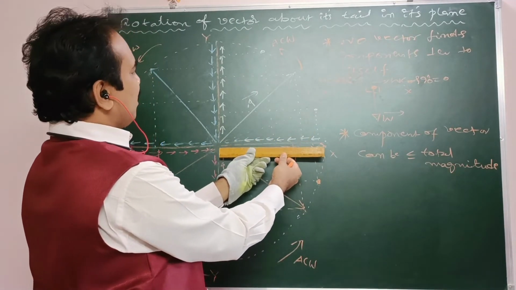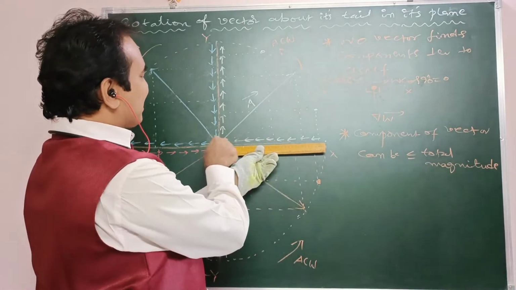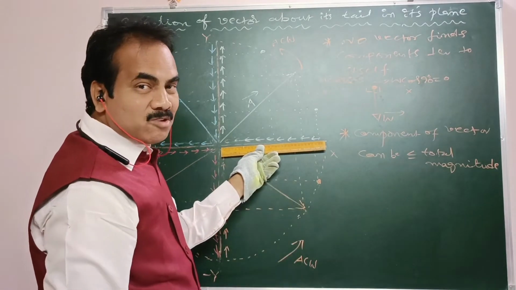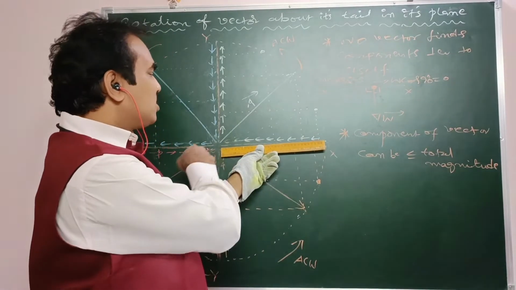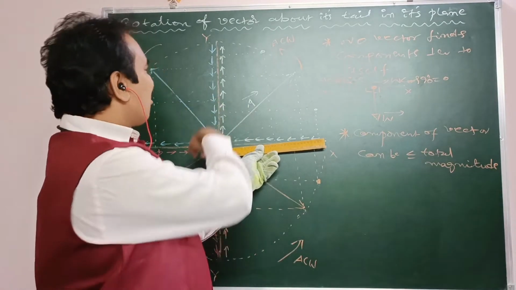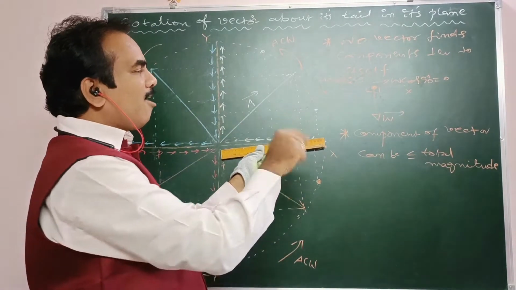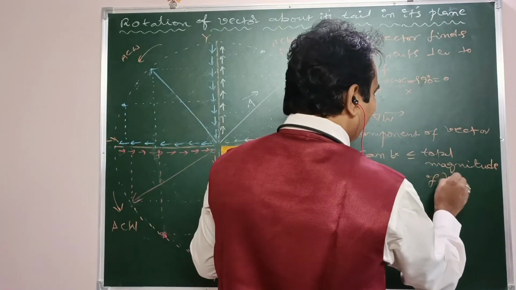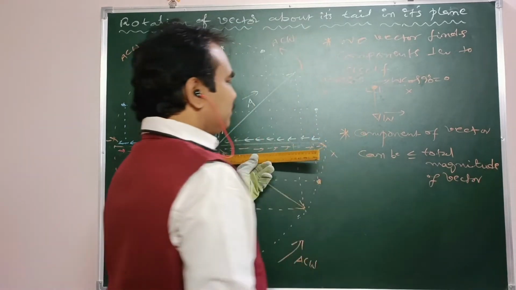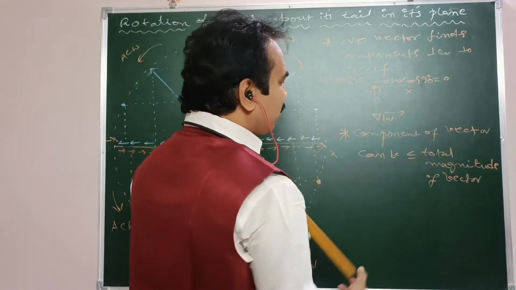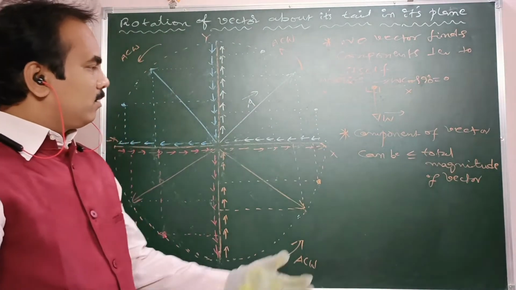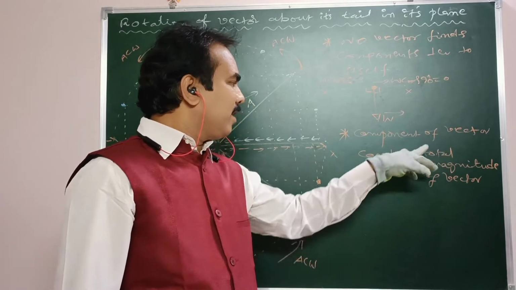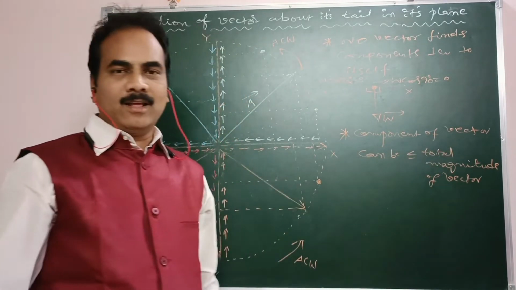See here, once again, this is the vector. Now what about its x component from here to there? Equal to total length of the vector, means total magnitude of the vector. In that situation, other component must be 0. Means component may be equal to total magnitude of vector. Otherwise, component may be less than total magnitude. If I conclude both as a single statement, component of vector can be either less than or equal to total magnitude of vector.